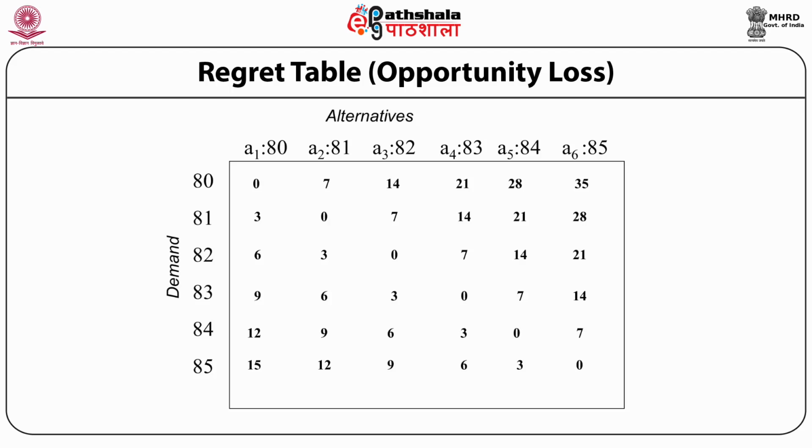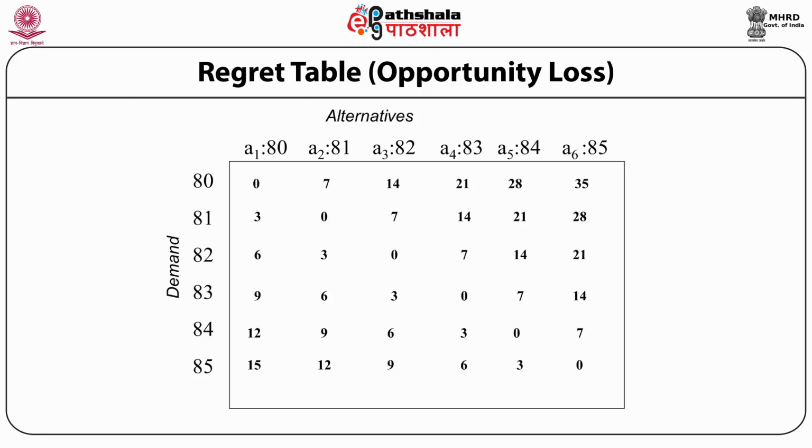And similarly, we can see that when demand is 82 and the retailer goes with alternative A4, that means he has placed an order for 83 packets. So here his loss is equal to rupees 7, because he would not be able to sell one remaining packet of bread, which will attract a loss of rupees 7. So here we can see that as he moves from strategy A4 to A5 and A5 to A6, his losses also increase as the number of unsold packets also increases.